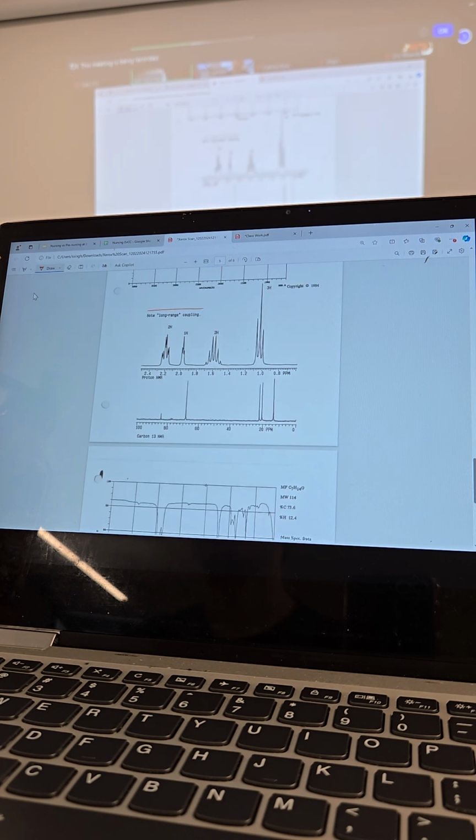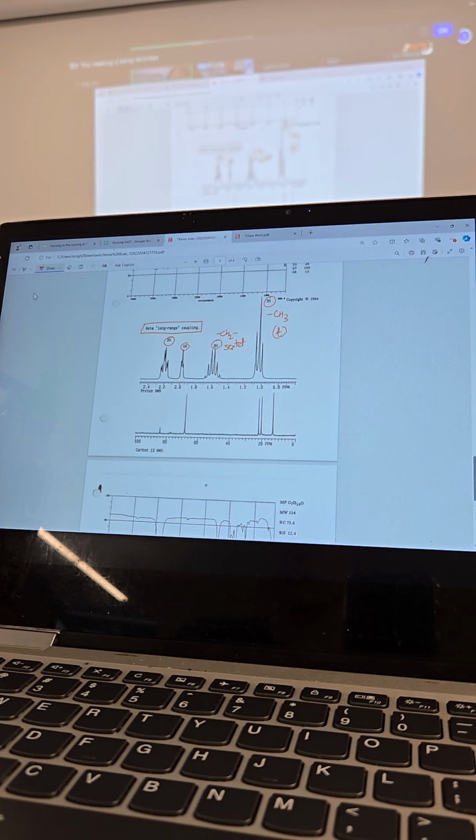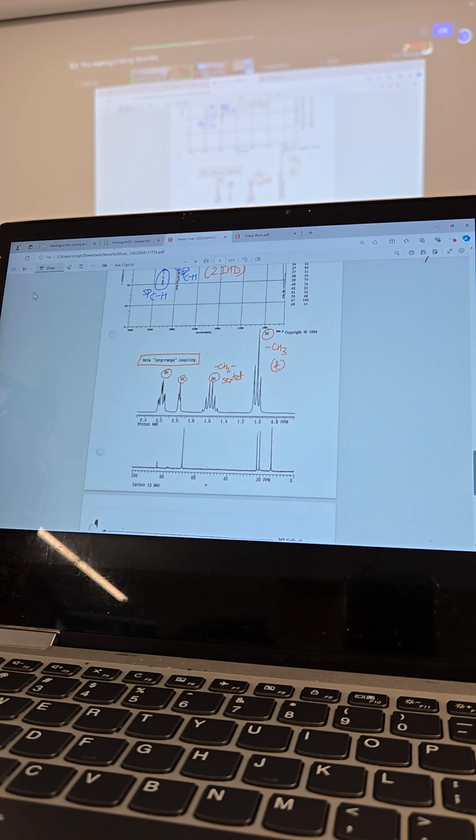Now there's this note here which I will talk about in just a minute. But before we go there, let's see what we have here. That's 3 protons, so probably a methyl, which is a triplet, a methylene, which is a sextet: 1, 2, 3, 4, 5, 6. And then we have just 1 hydrogen, a triplet, and 2 hydrogens, a sextet. Everyone okay with me so far?